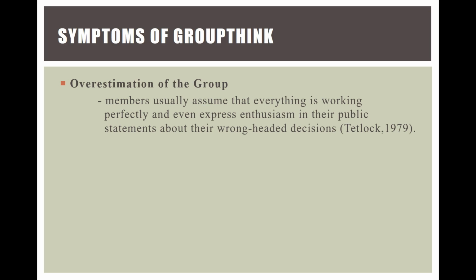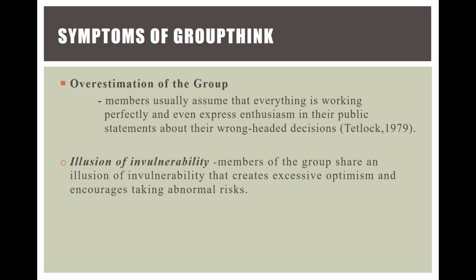And with this symptom, the decision tends to be full of wrong choices, and Irving Janis recognizes this unwarranted optimism as illusions of invulnerability and illusions of morality. What are those two? Illusions of invulnerability. This is when members of the group share an illusion of invulnerability that creates excessive optimism and encourages taking abnormal risks. So what's with this illusion of invulnerability?